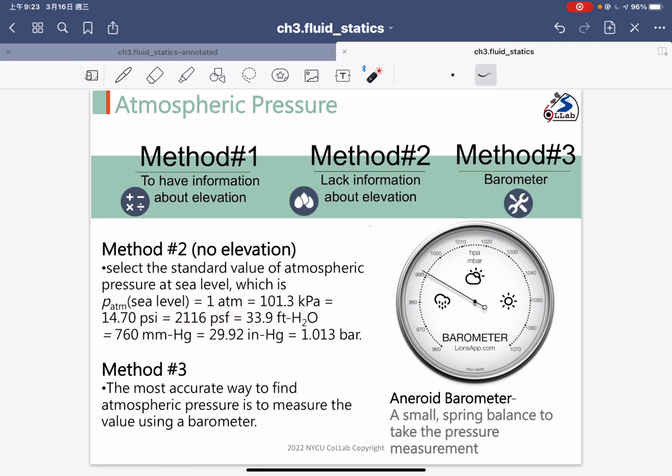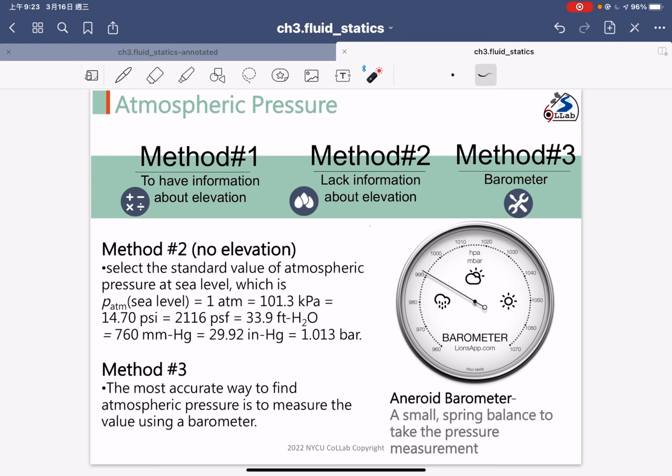Okay, and as I mentioned, the pressure can be measured from the fluid height. So 1 atm is equal to 760 millimeters of mercury height. If you change the mercury to water, you will have around 10 meters, and 10 meters is equal to 33.9 ft. Okay, so a different liquid will have a different height.